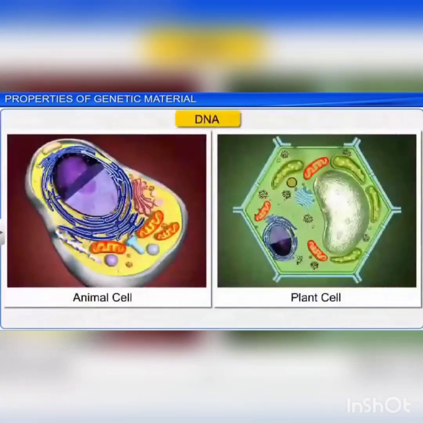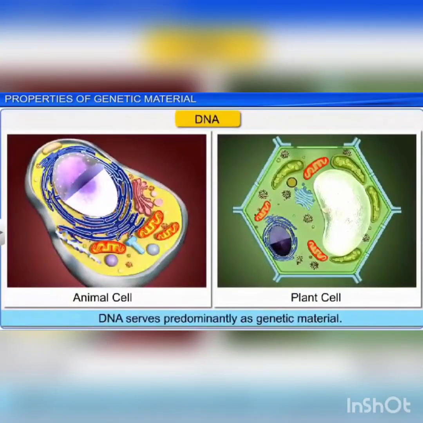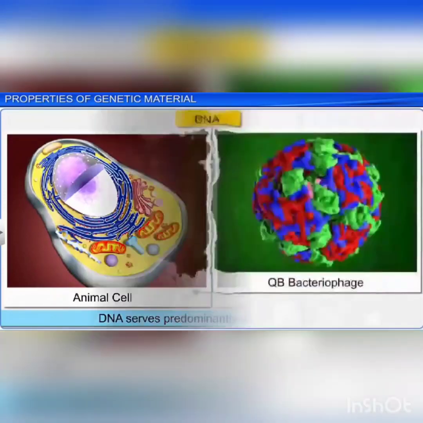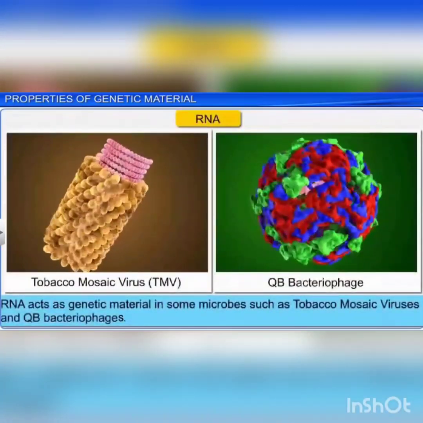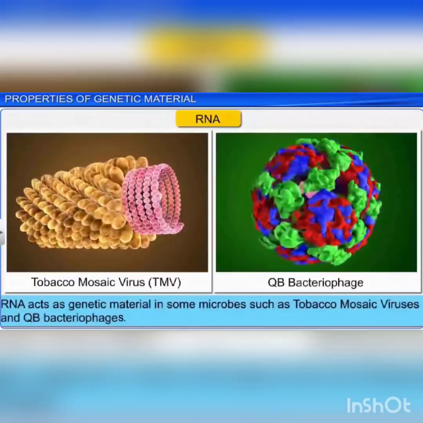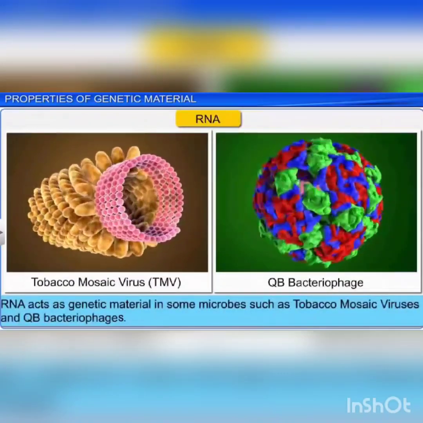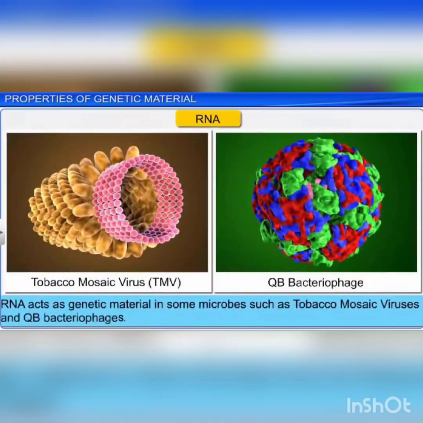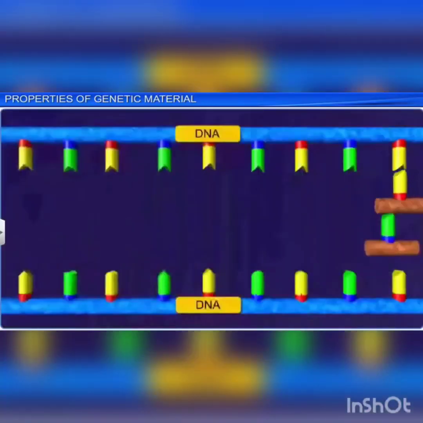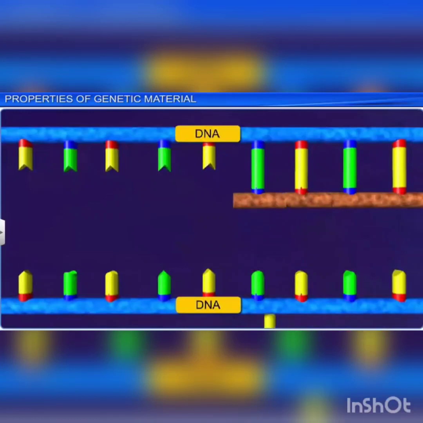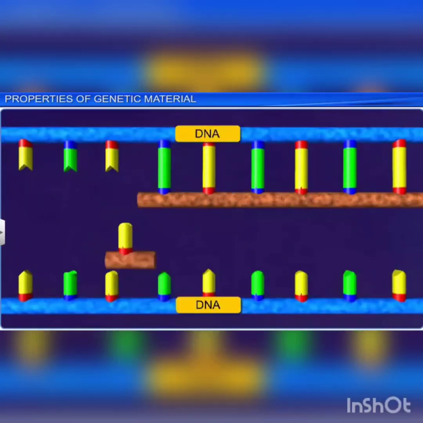Although it is to be noted that DNA serves predominantly as genetic material, RNA also acts as genetic material in few microbes such as tobacco mosaic viruses and bacteriophages, and also performs the role of a messenger and adapter.